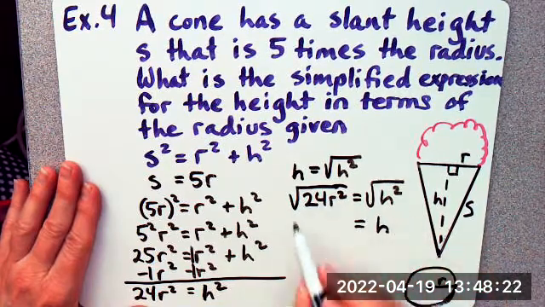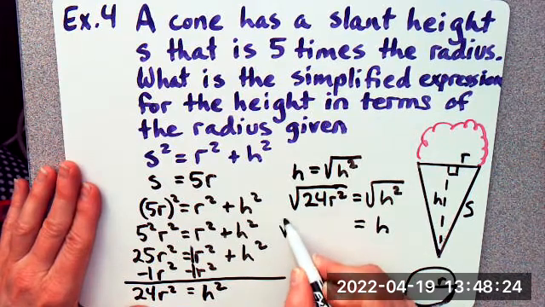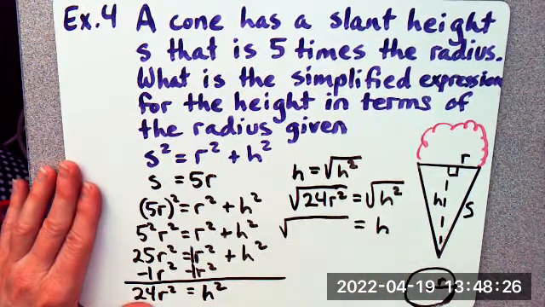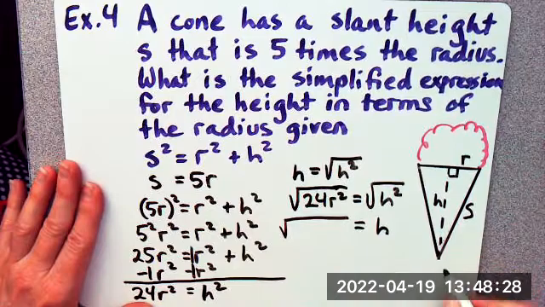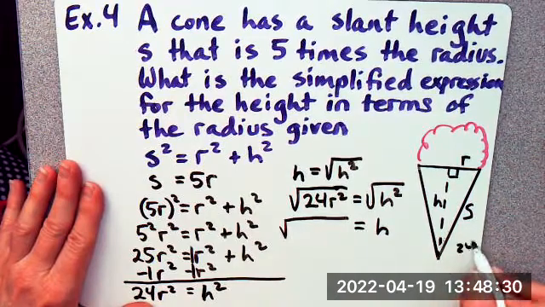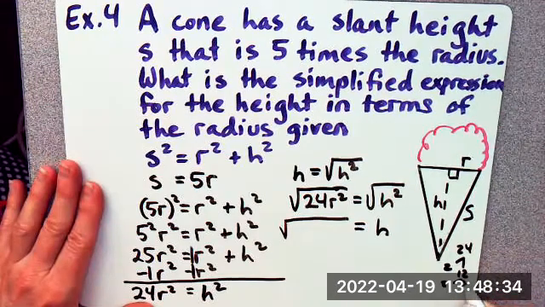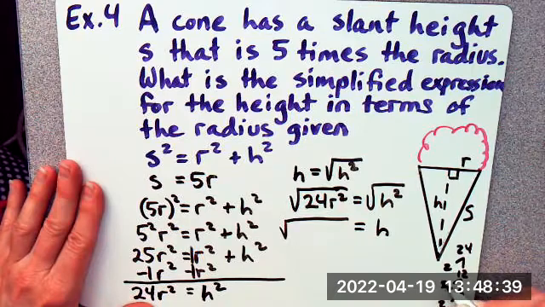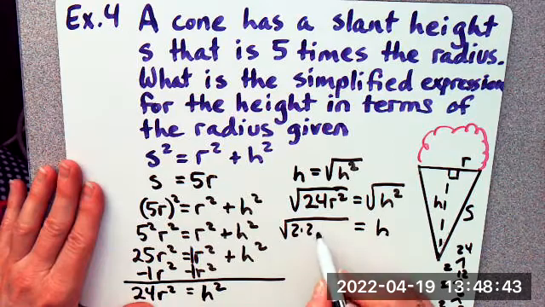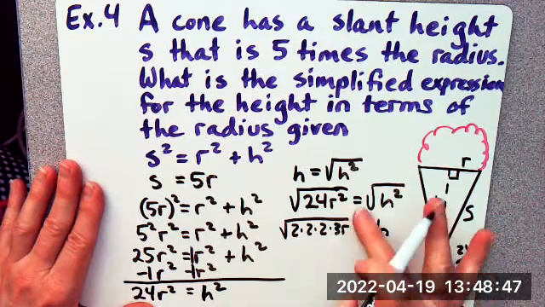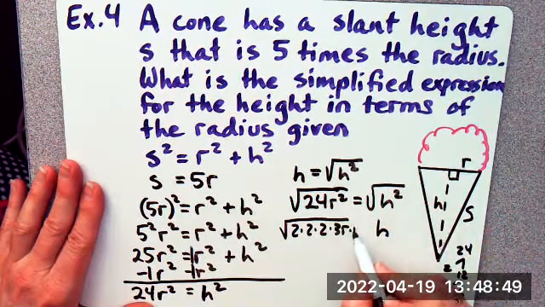And in here, we can prime factorize the 24. So let's do that really quickly. So 24, we take a 2 out, we get 12. We take a 2 out, we get 6. Take a 2 out, we get 3. So that's 2 times 2 times 2 times 3. And then we have r times r equals h.